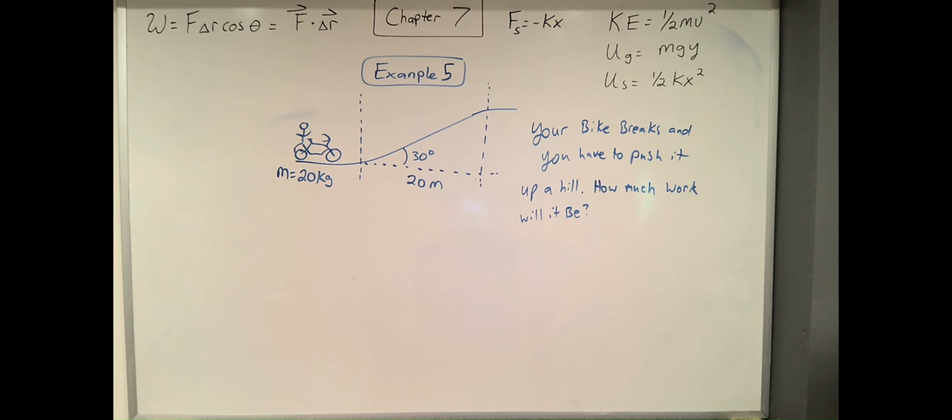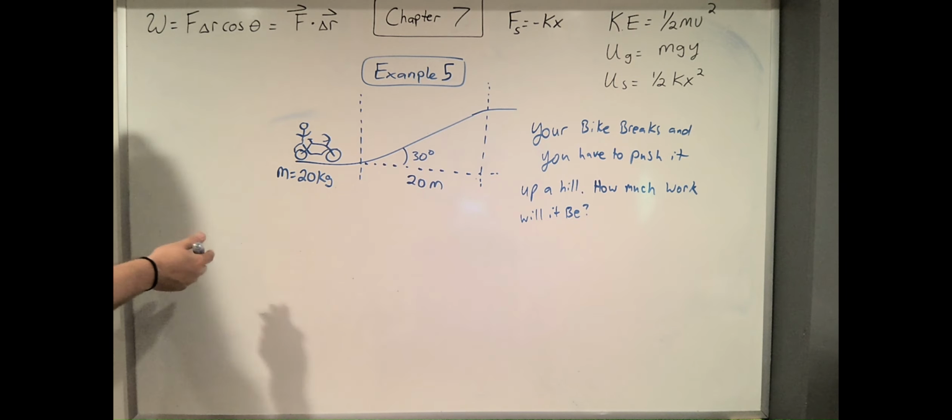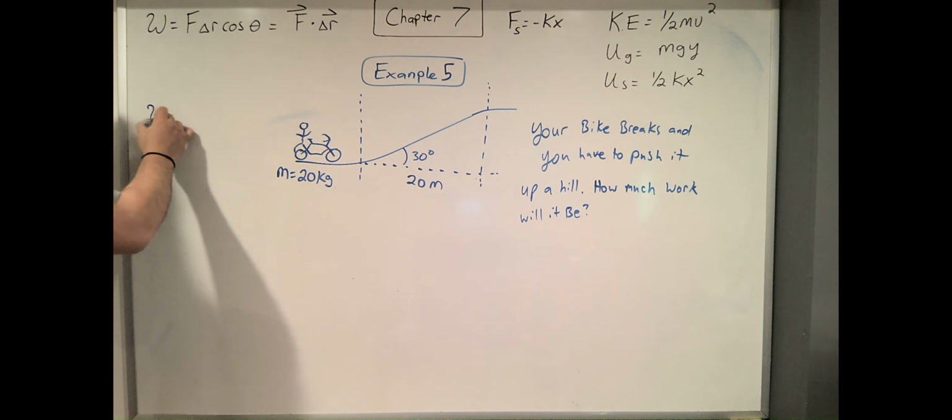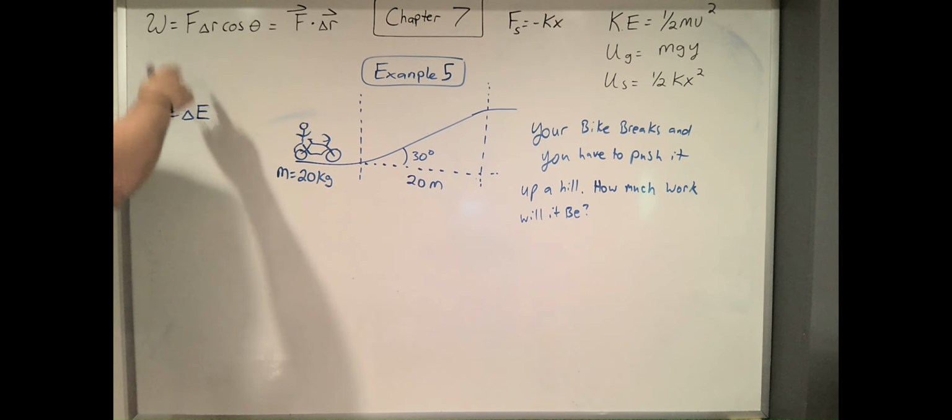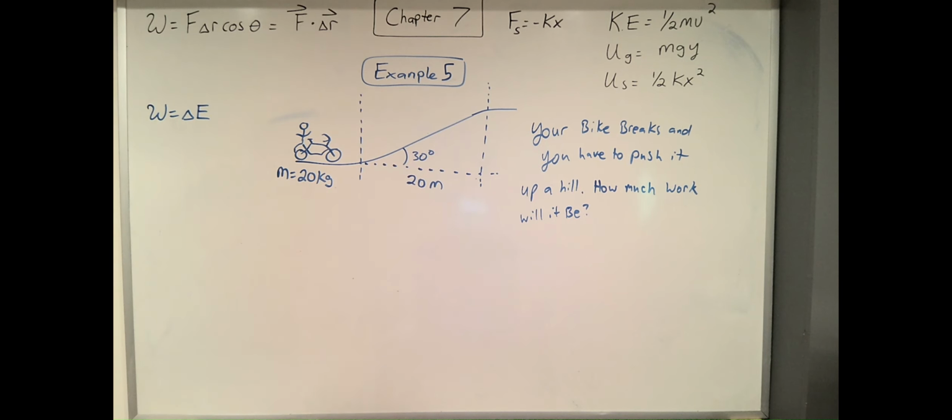Well, we know that work is just a change in energy. It doesn't give us any type of a force on this one that we're putting on the bike. So we can default to work is equal to change in energy because we don't have that. Okay. What type of energy are we using?